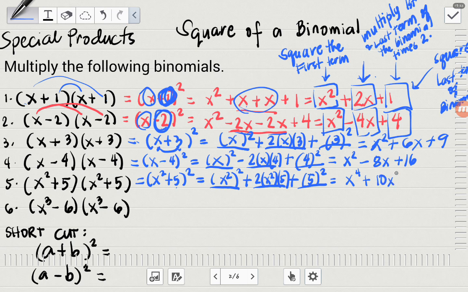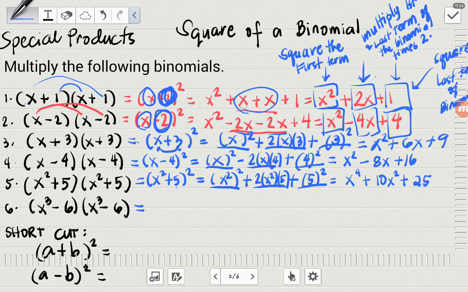That's 10x square plus square ni 5. Hindi yan 10. That's 25. That's 5 times 5. Okay. So, that's your answer: x raised to 4 plus 10x squared plus 25. Okay, next.